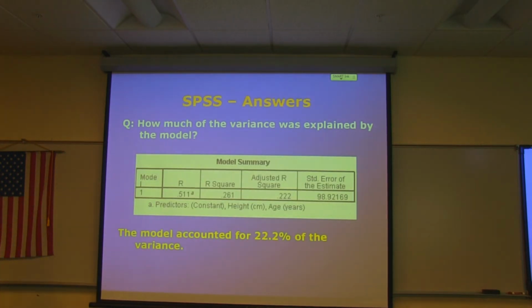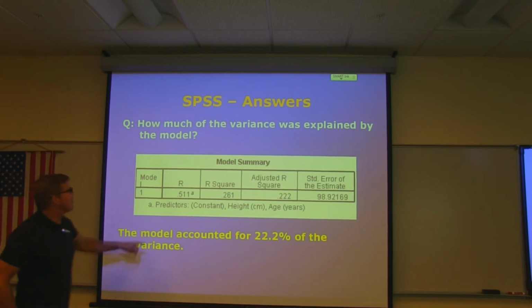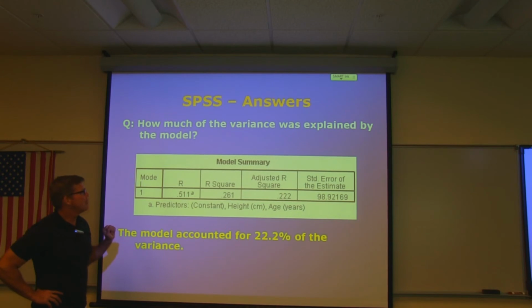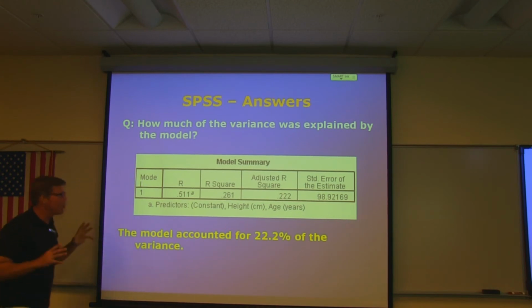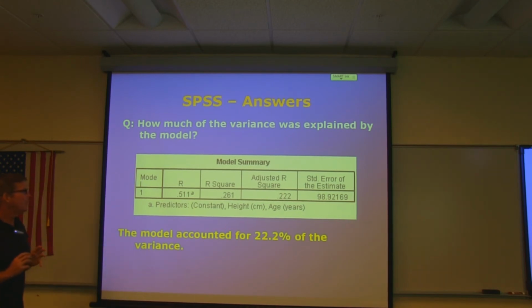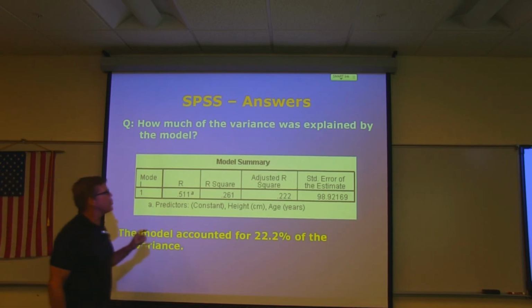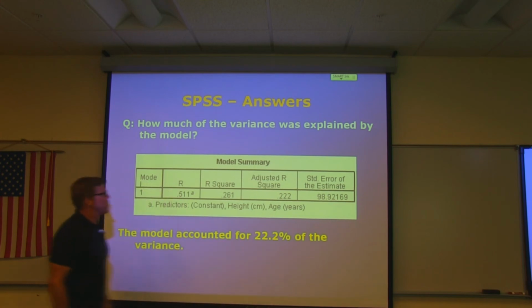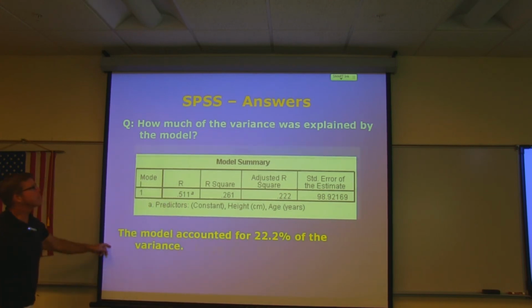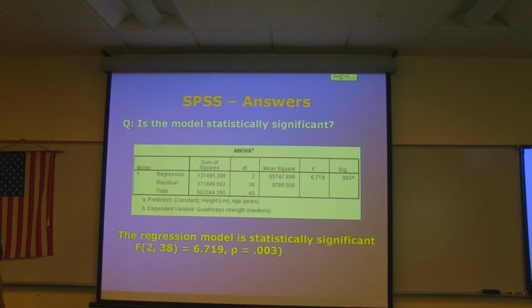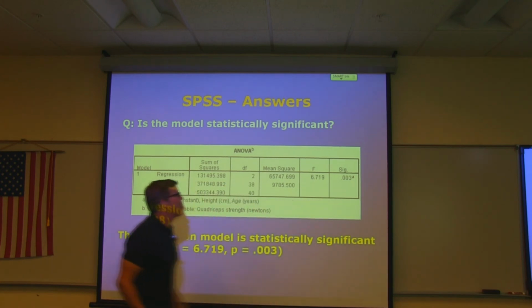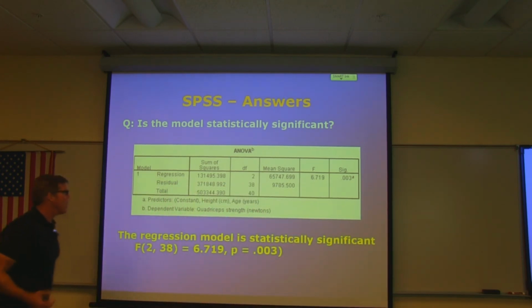Here we go. The model is, I would say, moderately predictive in terms of the overall model, and it accounts for about 22.2% of the variance. Again, that number is obtained from adjusted R squared. Here we have the ANOVA. We have a significant model. P is actually 0.003, substantially less than 0.05. We have rejected the null.